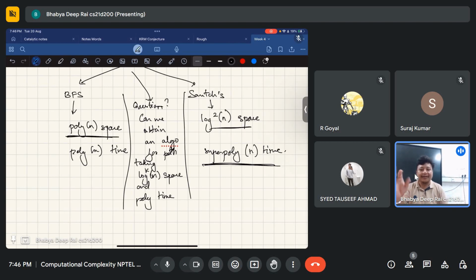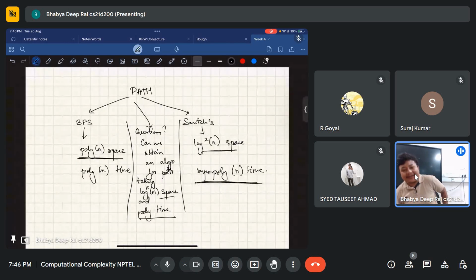BFS is very bad in terms of space. Savitch's is very bad in terms of time. The question is, can we obtain a better algorithm which will take less space and less time simultaneously? This is not known until now, and this is a huge problem in algorithm and complexity theory in general. I hope this is clear. I just wanted you guys to know about the forefront of complexity theory right now.